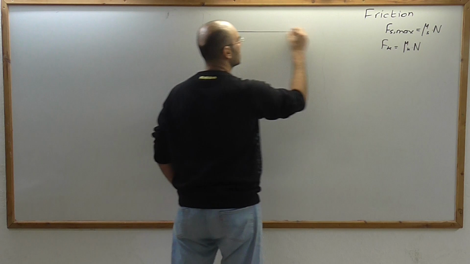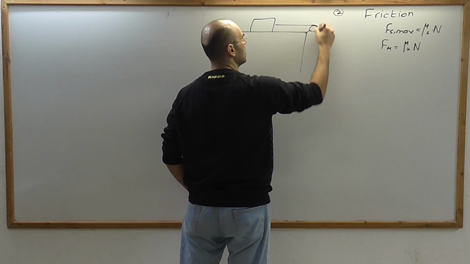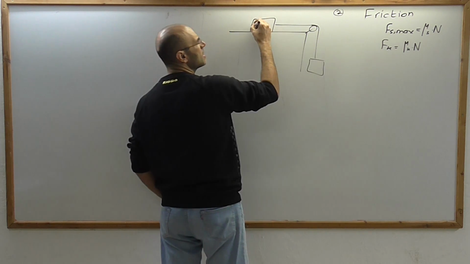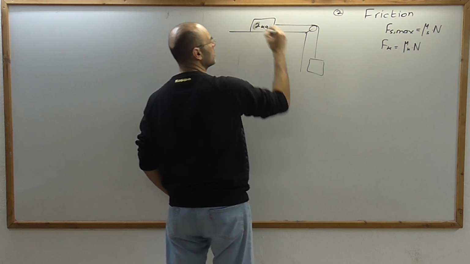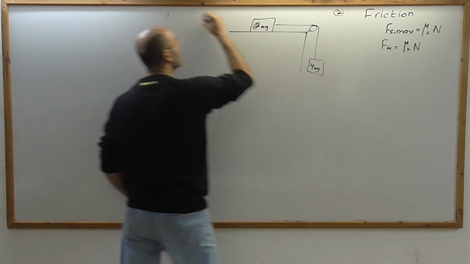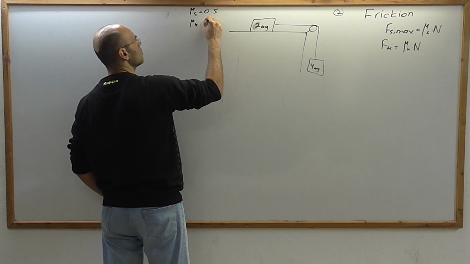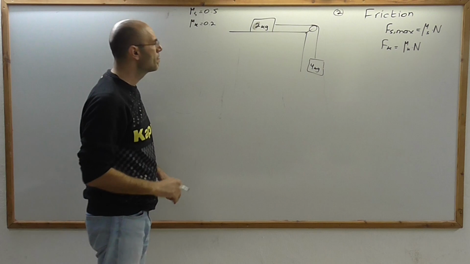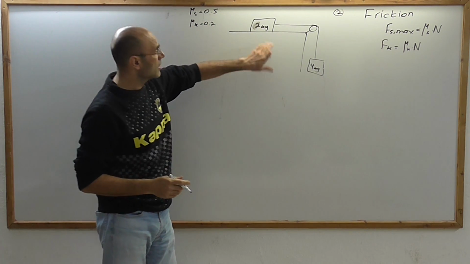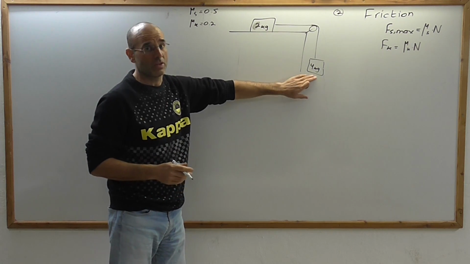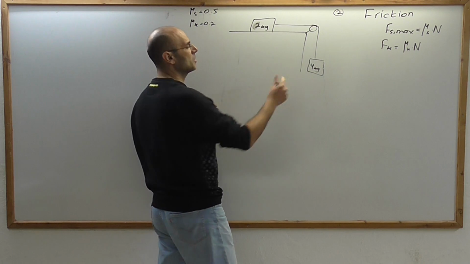Okay, let's do this example. Let's write numbers. 2 kilograms, 4 kilograms, mu static is 0.5, mu kinetic is 0.2, again. Now when we say mu and mu, it means only on the surface, not in the air, because in the air we don't feel any friction yet, maybe later, not now.